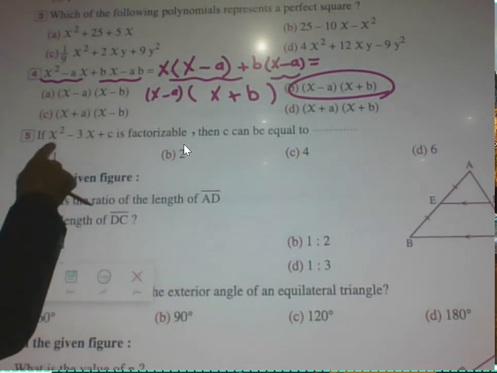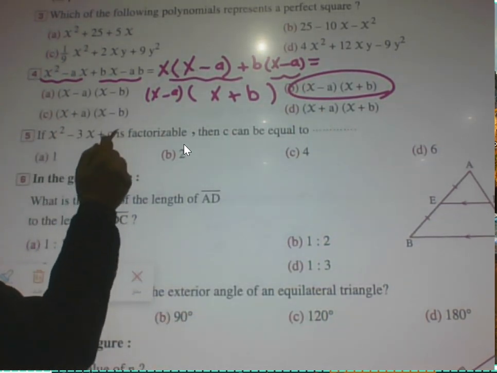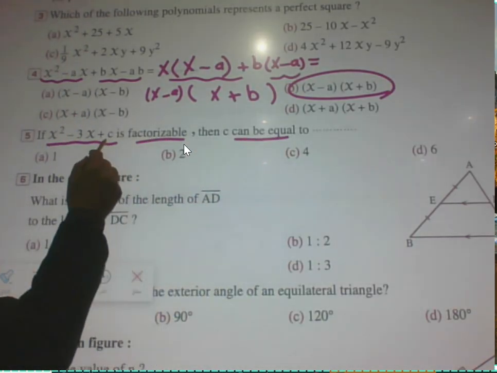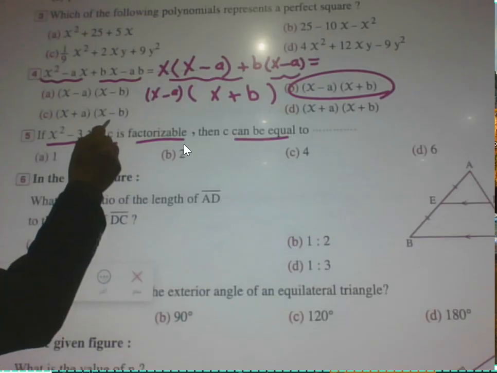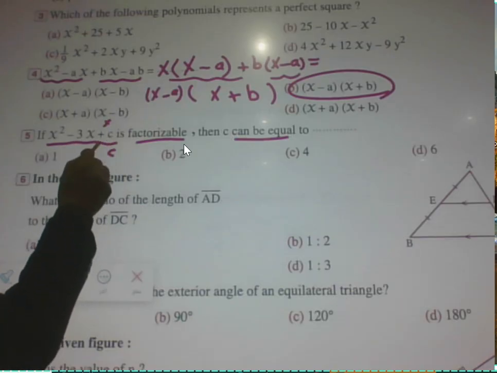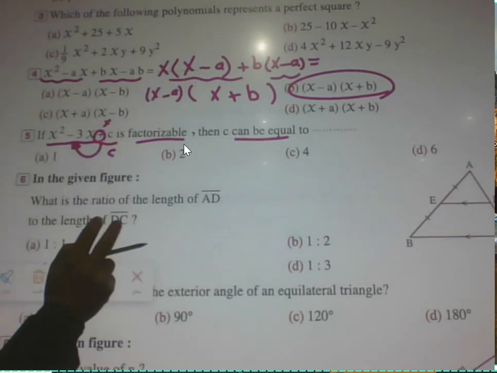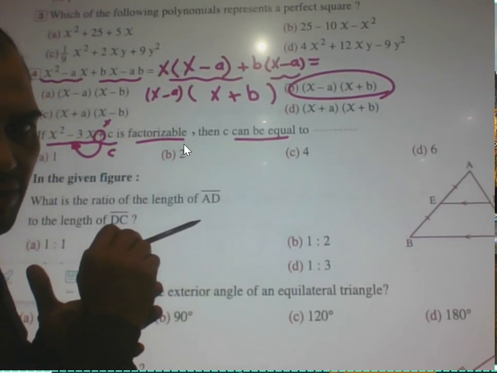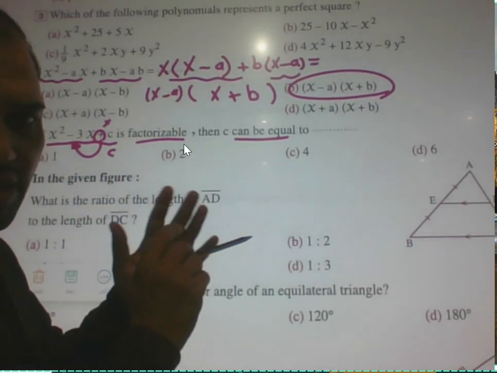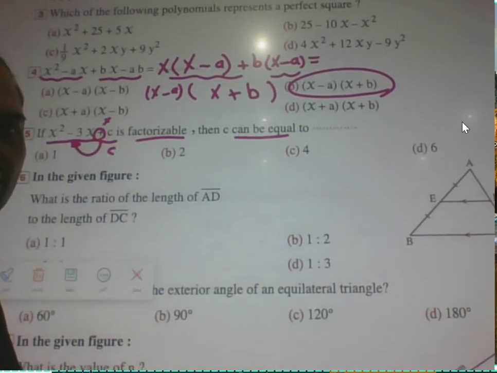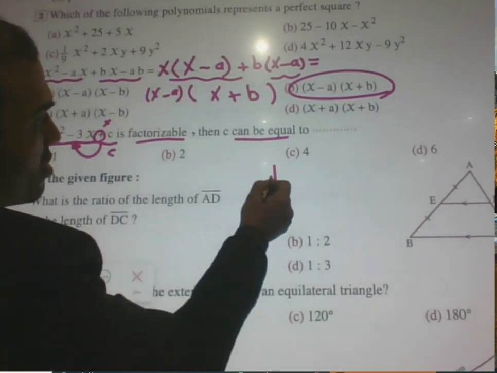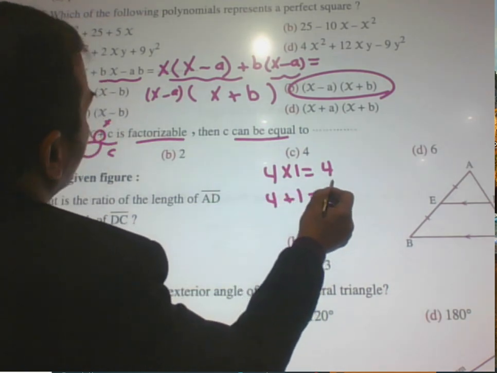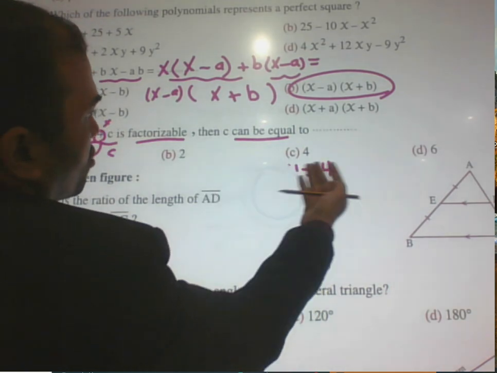Next question here, x power 2 subtract 3x plus c is factorizable, then c can be equal what? Okay, we want two numbers here, the product of them equals c and the summation of them equals 3. Give me two numbers, summation of them equals 3. We can write 4 equals 4 times 1. Okay, understood? We can choose here 4 times 1. Okay, 4 product by 1 equals 4, and 4 plus 1 is 5. So we can choose this.